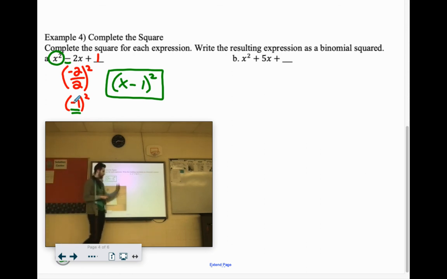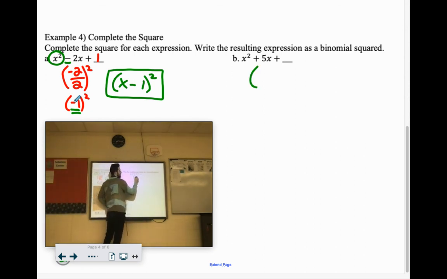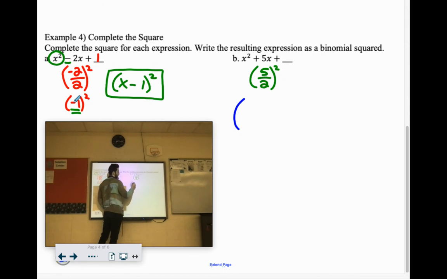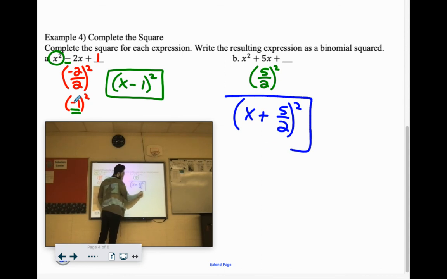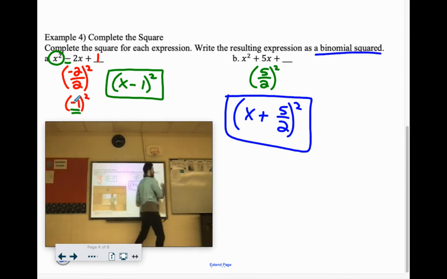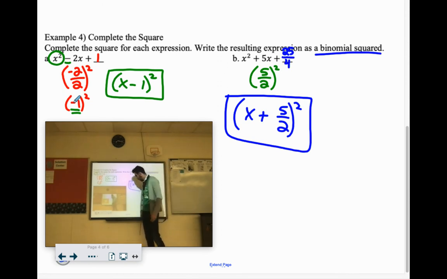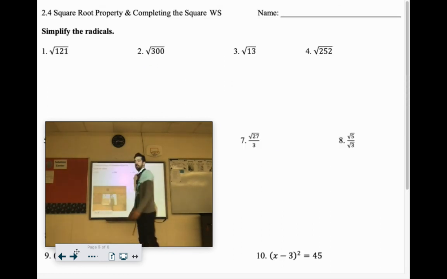Awesome. This one's a little tougher. If we take 5 divided by 2 and then square it, we'll get our last term. Now we can turn it into a perfect square right now because it's just going to be x plus 5 over 2 squared. So that's how it would be written as a binomial squared, but we need that actual number. When you square a fraction, you just square each part. 5 squared is 25, 2 squared is 4. So it gets a little tougher with the fractions, but not a problem for you guys. All right, that's it for this one.